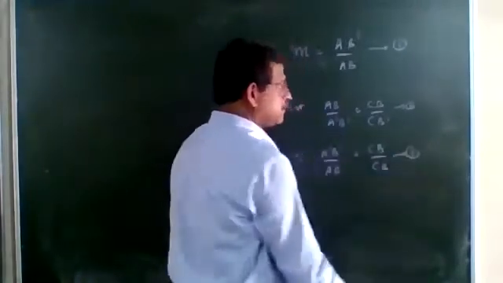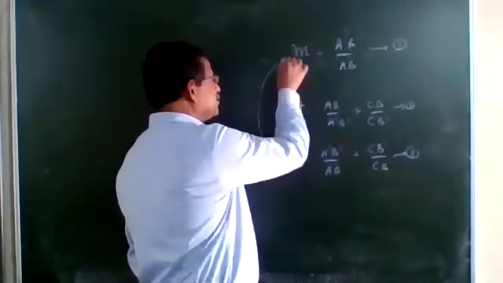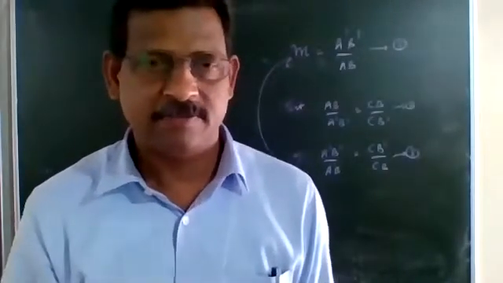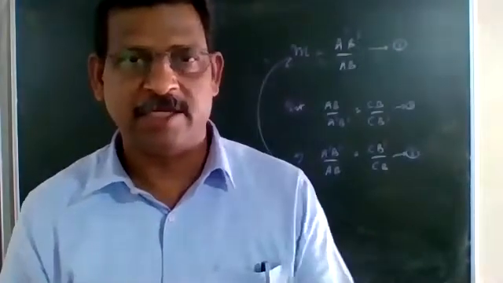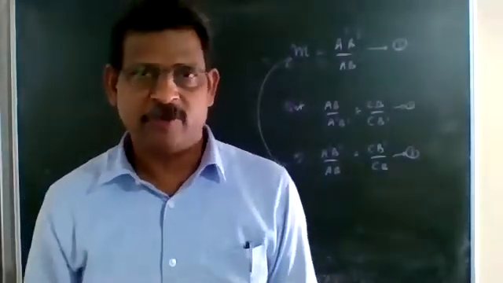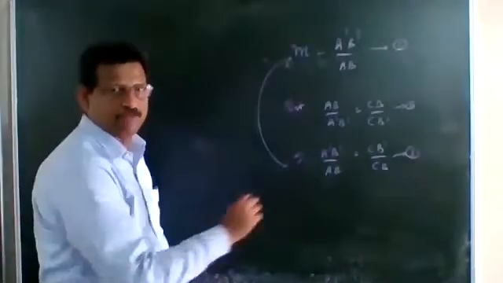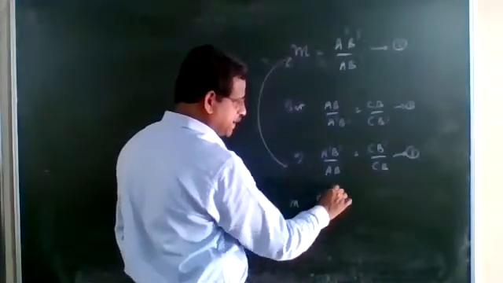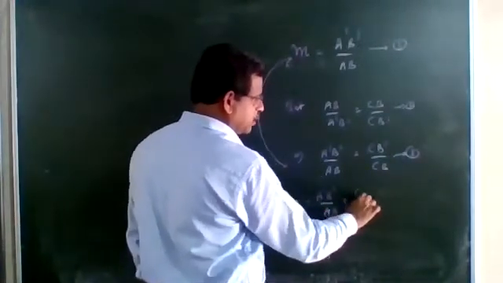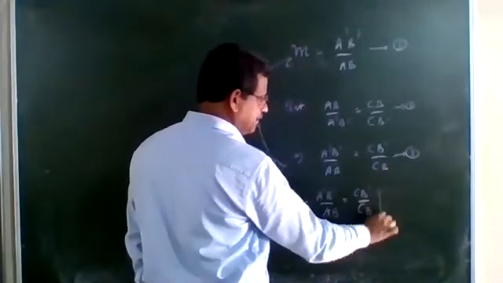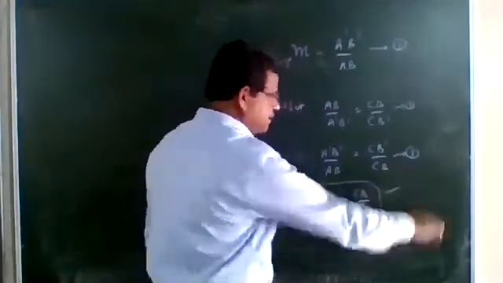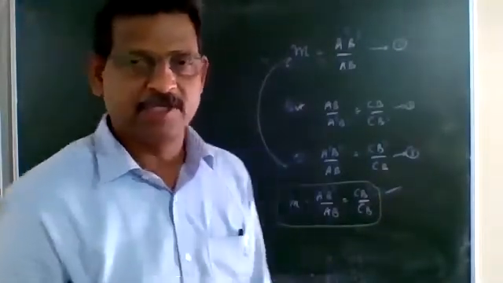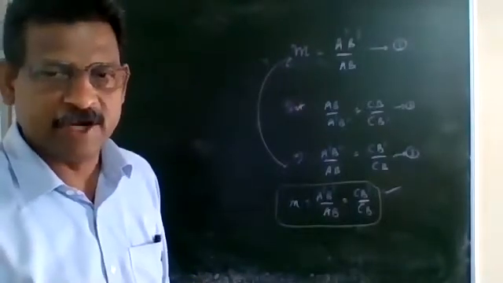Equation number 3. Look at equations 1 and 2. The ratio of the heights of the image and the object is related to the object and image distance. So from equations 1 and 3, we conclude that m equals A dash B dash divided by AB, which is equal to C dash divided by C. You have to recognize this equation: m equals A dash B dash upon AB, equal to C B dash divided by C B.